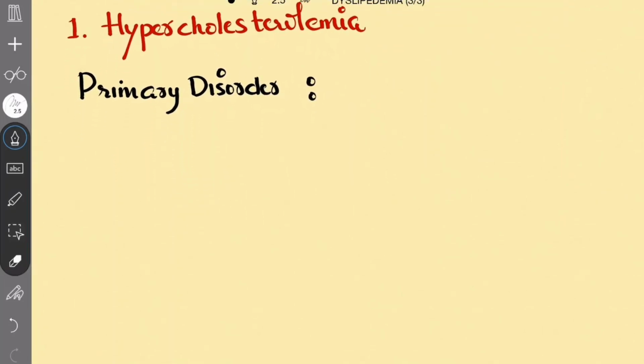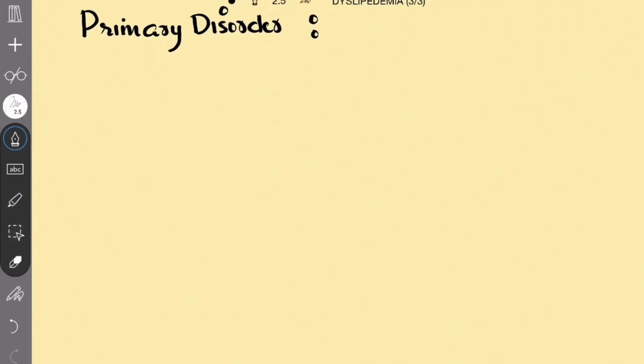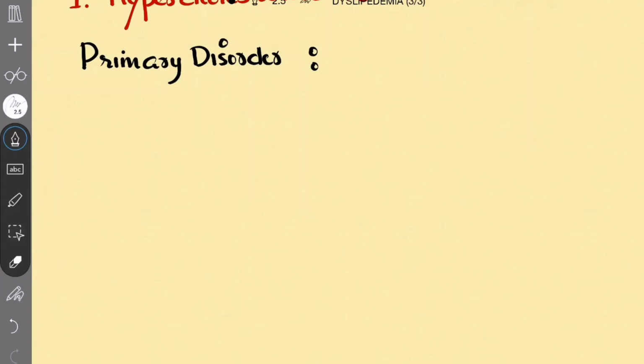The primary disorder is polygenic familial hypercholesterolemia, familial defective ApoB100. You know ApoB100? ApoB100 is an apolipoprotein. What is an apolipoprotein? Apolipoproteins are a component of lipoprotein. Lipoprotein transports lipids. Inside the lipoproteins there are triglycerides, cholesterol esters, free cholesterol, phospholipids, and apolipoproteins. So that is about the primary disorder of hypercholesterolemia.